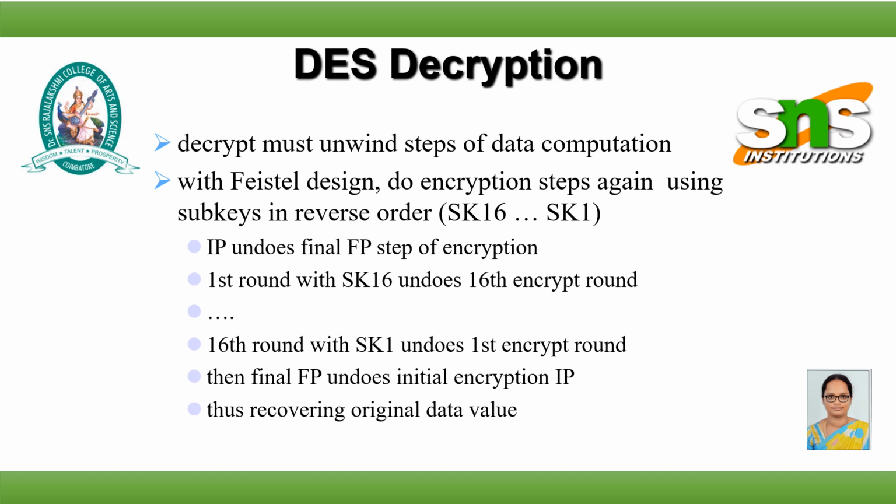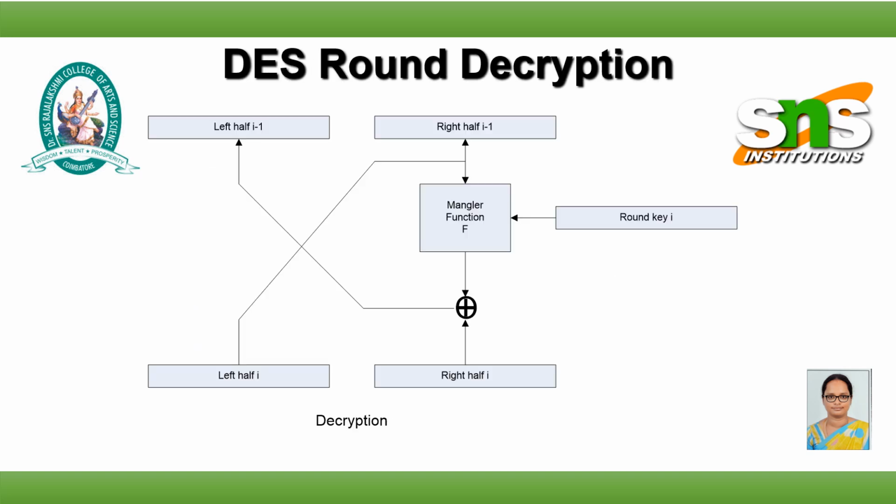First, the initial permutation undoes the final step of encryption. Then the first round uses SK16, the 16th encryption round key, and we go through 16, 15, 14, 13, 12, 11 like that, from 16 to 1. We are performing the reverse order. Then the final permutation undoes the initial permutation. Thus it recovers the original data value that we passed. So in that order we perform the decryption operation.